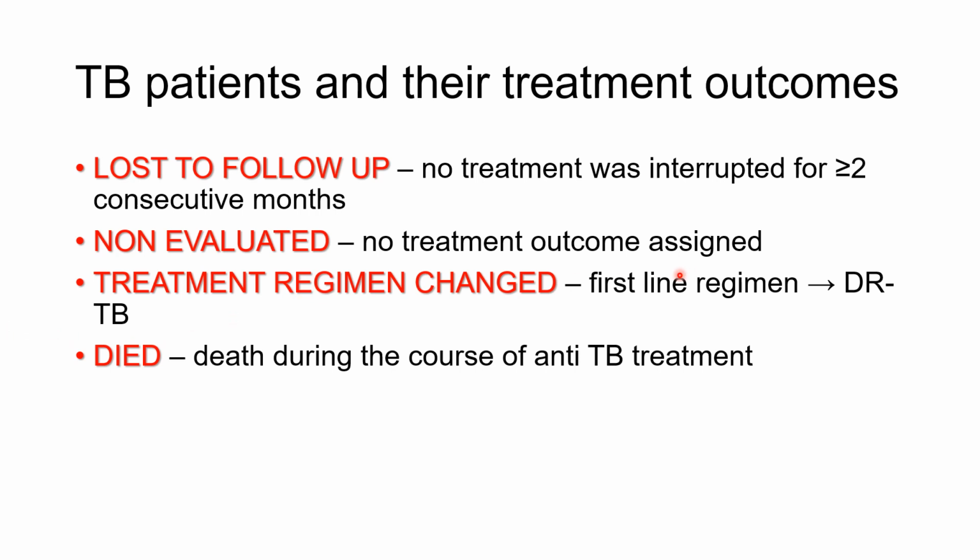Suppose a patient was drug sensitive tuberculosis at the beginning, but due to something in between the treatment, the patient has now been diagnosed to be a case of drug resistant tuberculosis, so the regimen has to be changed. That is called treatment regimen changed. And of course, if the patient dies, we have to document it as died.